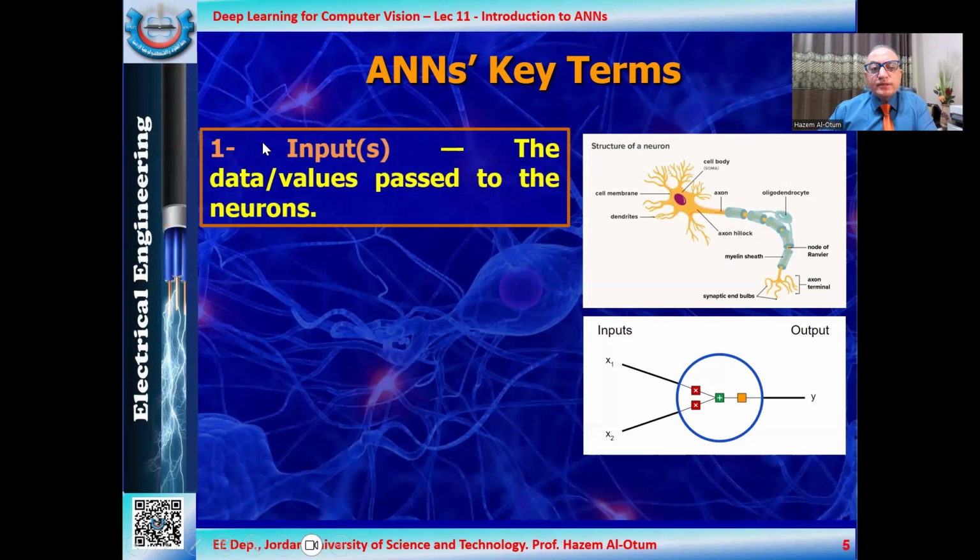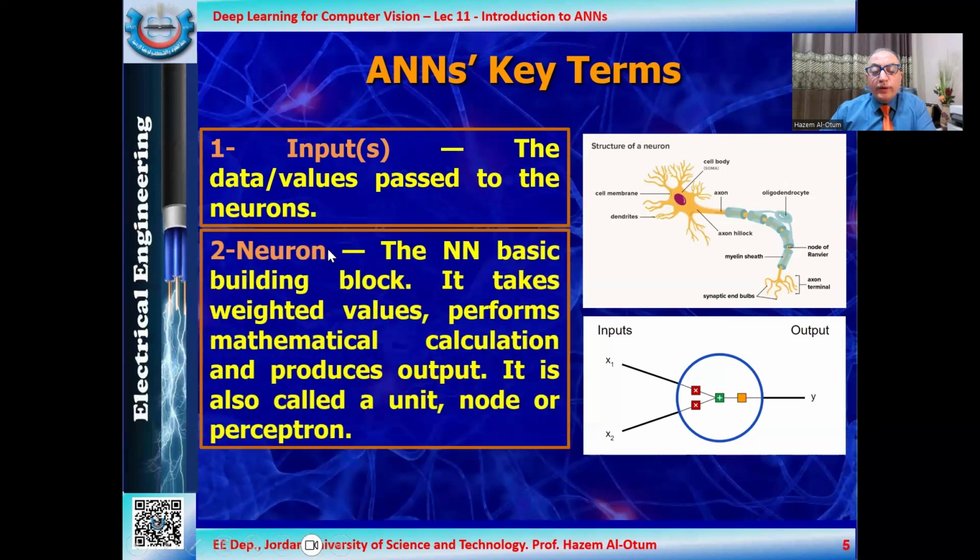Let's start with the first part. We have here the inputs. This input can be data or values that are passed to the neurons. As you can see here, these are the areas or the regions of applying the data.